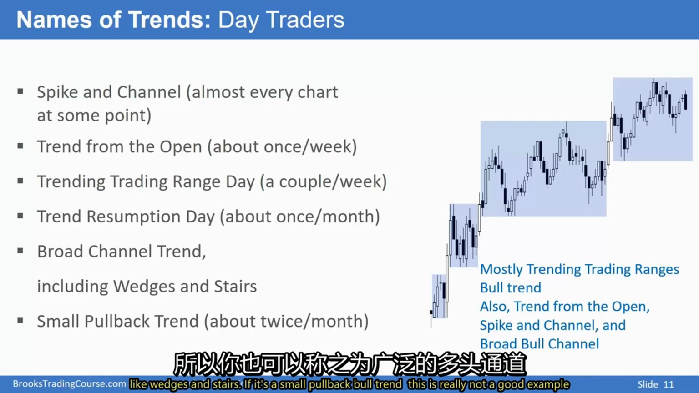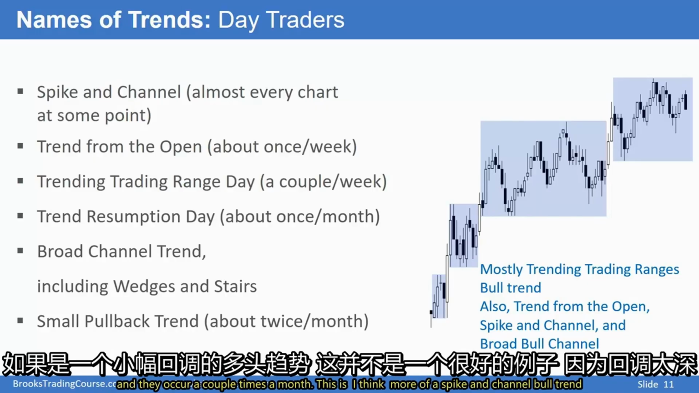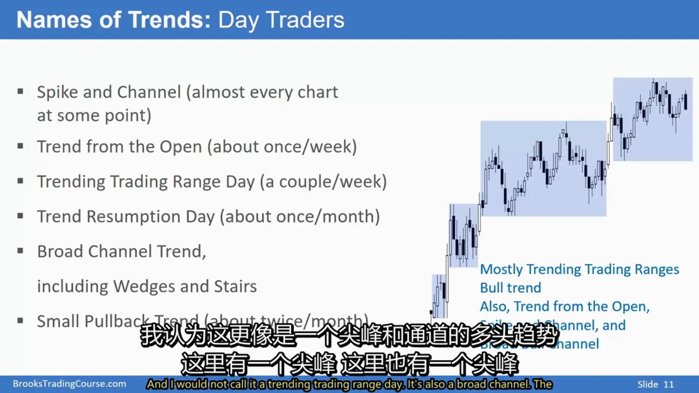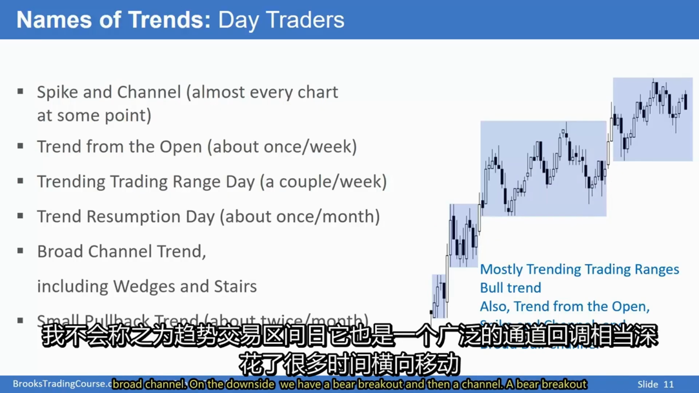If it's a small pullback bull trend, this is really not a good example because the pullbacks are too deep. Small pullback bull trends are the strongest types of bull trends, and they occur a couple times a month. This is, I think, more of a spike and channel bull trend. Spike here, or you can say the whole thing is a spike and then starting to channel up. And I would not call it a trending trading range day. It's also a broad channel. The pullbacks are fairly deep, and it spends a lot of time going sideways. That's characteristic of a broad channel.